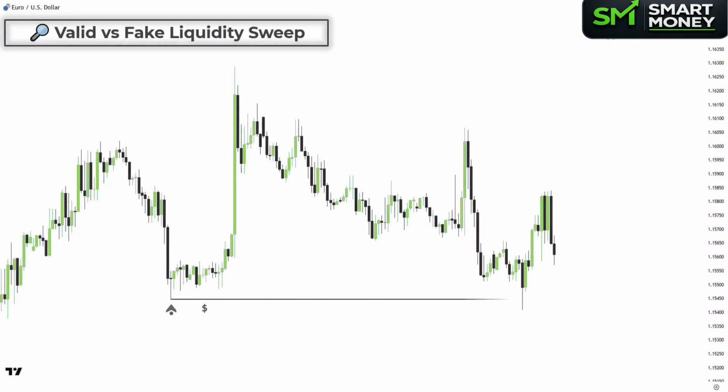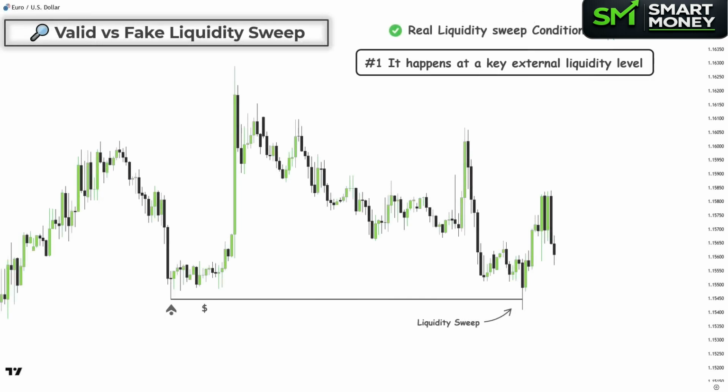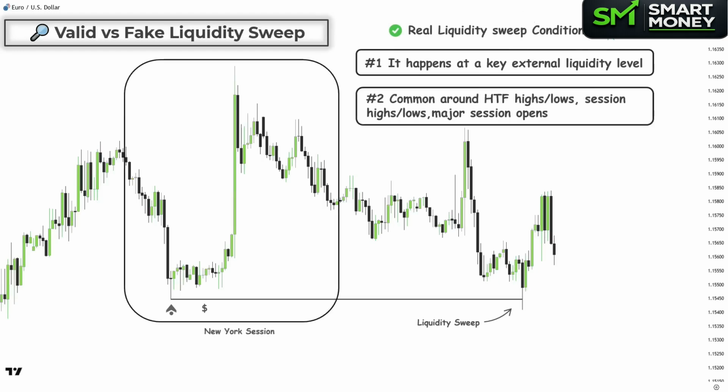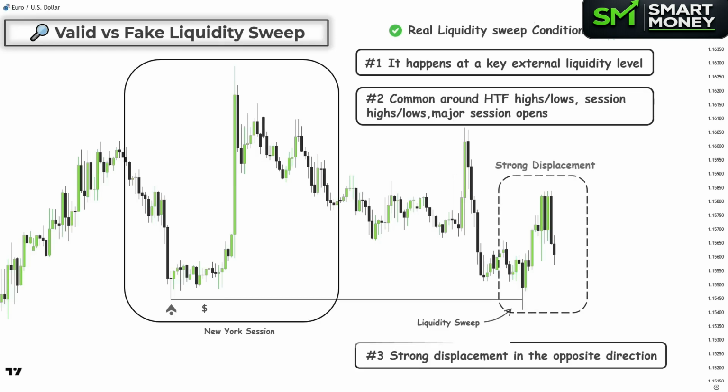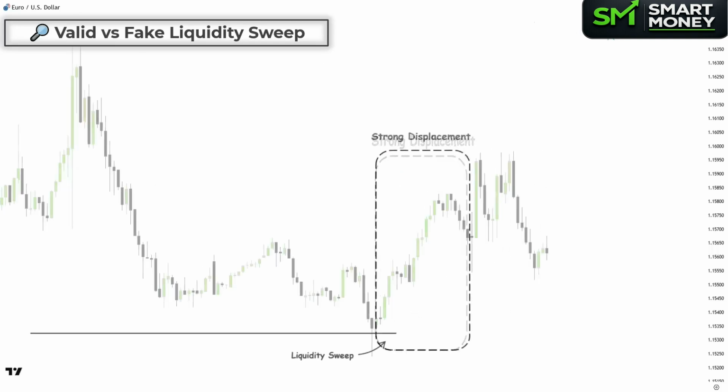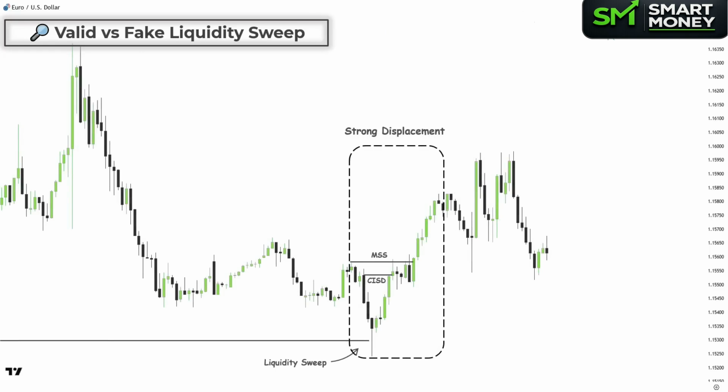A real liquidity sweep, however, usually happens at a key external liquidity level, not just any internal high or low. It often appears around important areas such as major higher time frame highs or lows, previous session highs and lows, or around key trading session opens. So, to identify a valid liquidity sweep, we want to see three things. Price takes a key external liquidity level, it happens during a meaningful time window, and price immediately reacts with strong displacement in the opposite direction. Without these three elements, what looks like a sweep can easily become a trap.